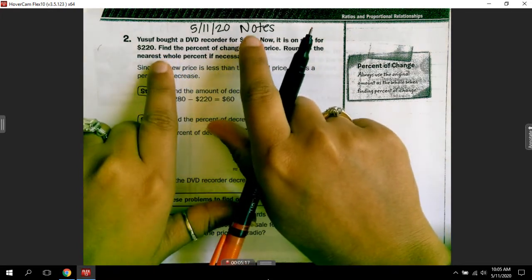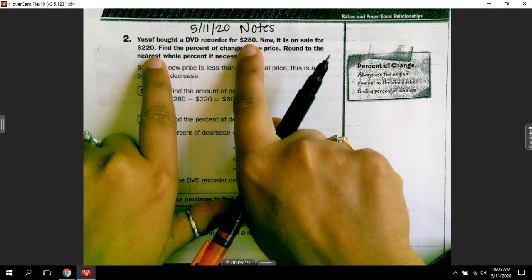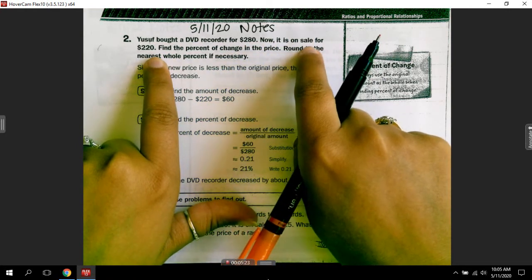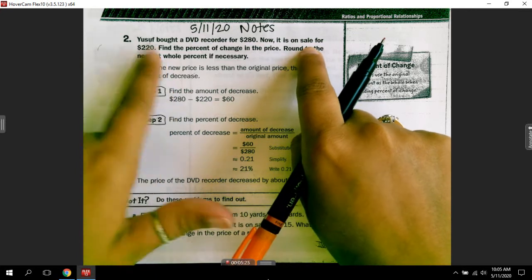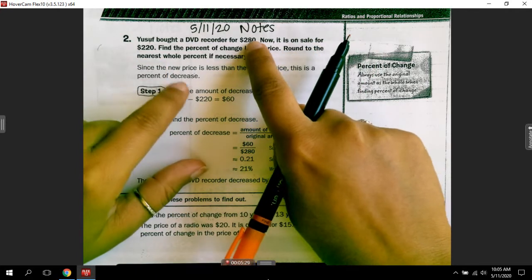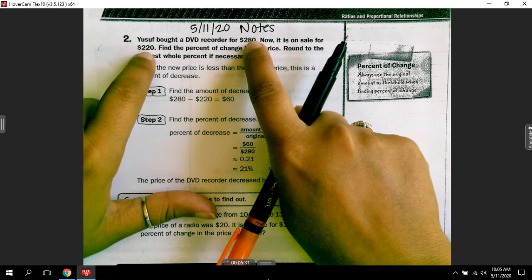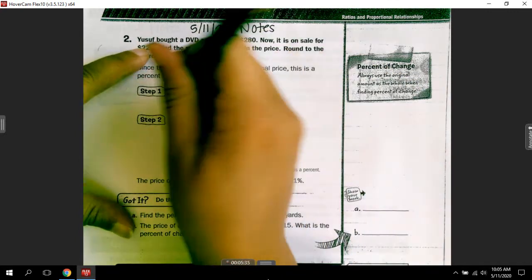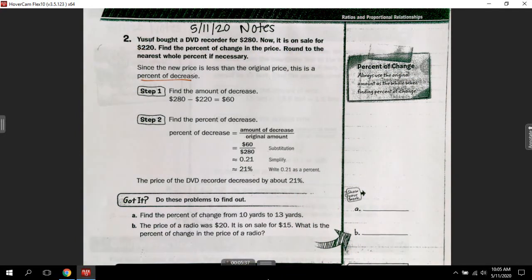So thinking about a percent of increase or percent of decrease, what do you think? It's on sale. So if it's on sale, are you spending more money or are you saving money? You're going to be saving money. So obviously it's going to be a decrease. It was $280. It's on sale for $220. So it's less now. So this is a percent of decrease. Okay. And now we want to find out, how much did it decrease?